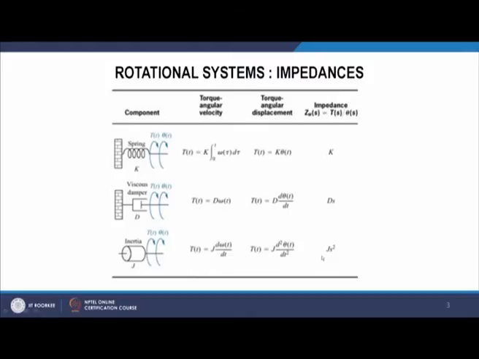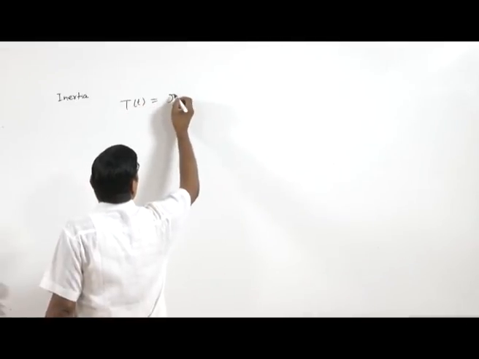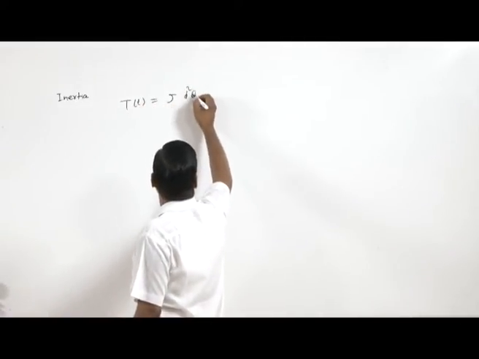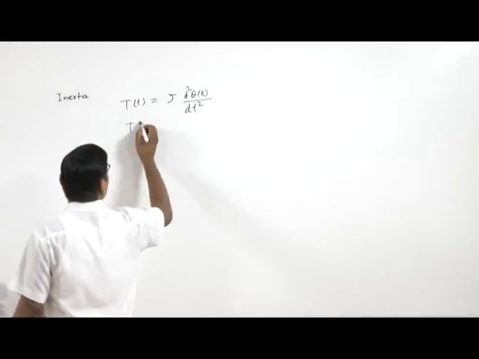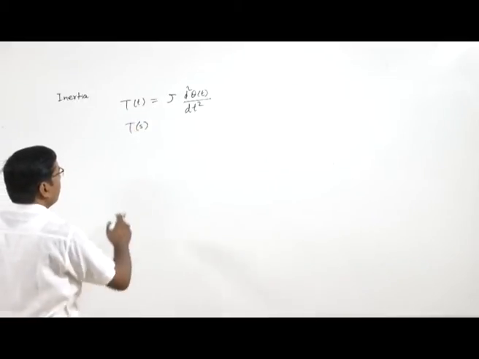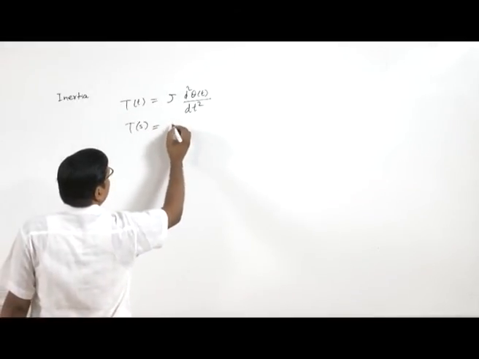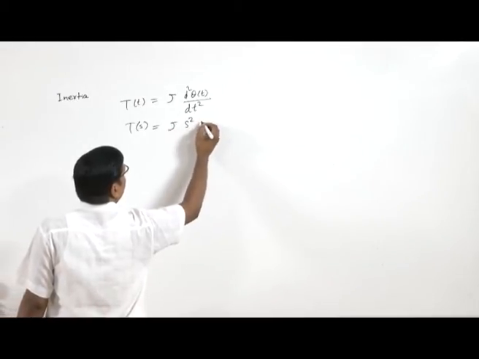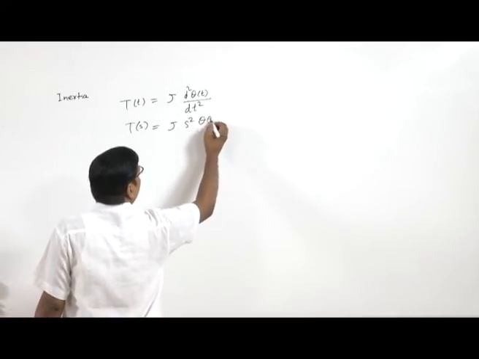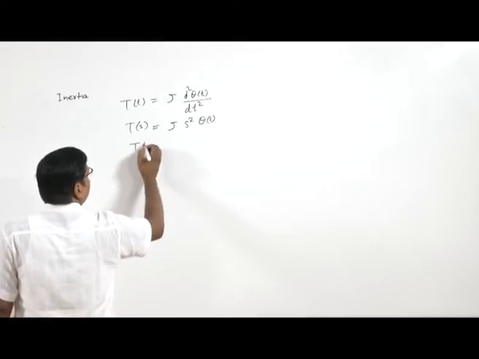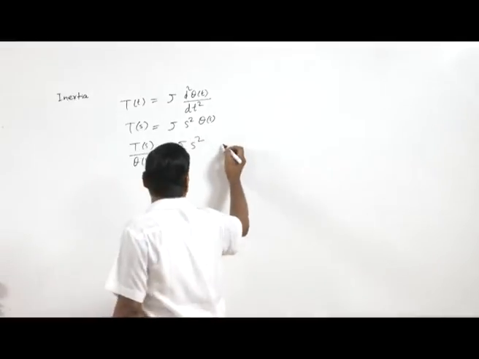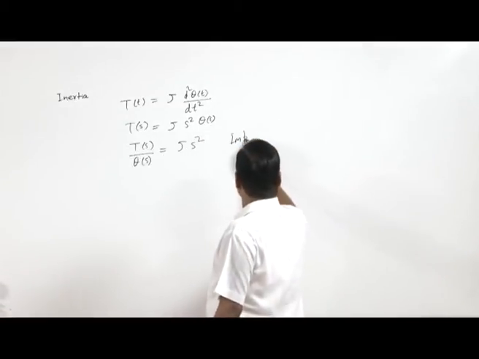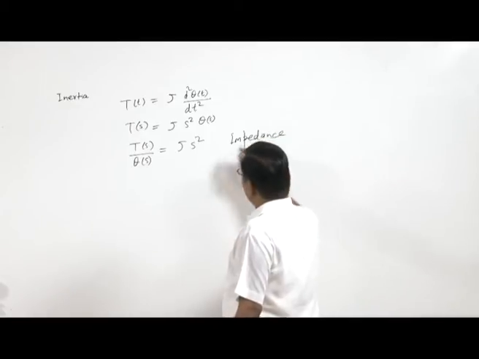So, here torque equal to J into d square theta by dt square. Here we take the Laplace transform of T, so equal to J into s square into theta s. So, T s by theta s equal to J s square. This is called the impedance of the inertia.